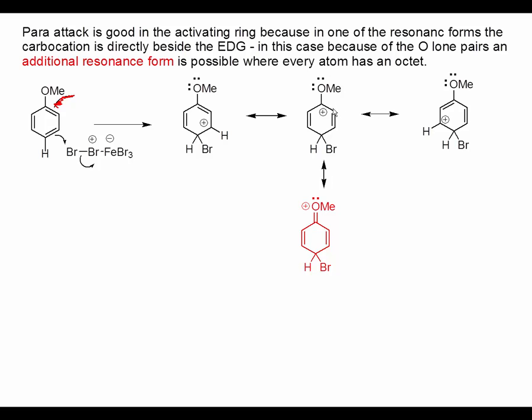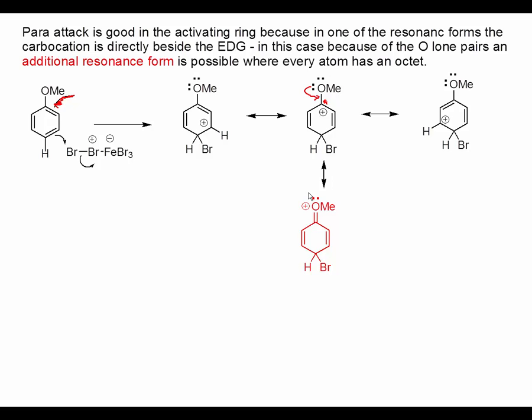But notice right here, we have the carbocation, and it's right beside the electron donating group, the methoxy group. It's the lone pair donation that leads to this very stable resonance structure that has an octet for all the atoms.